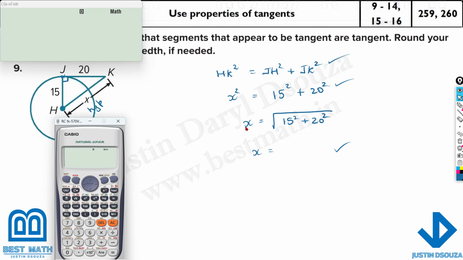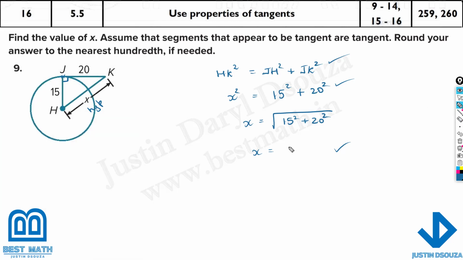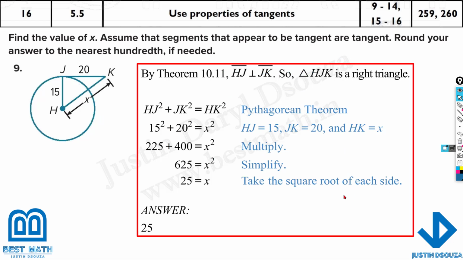Another way is to just solve this out. Here we are not using x because x is already on one side. You just solve this part: the square root of 15 squared plus 20 squared. That's it. The answer is 25. x is 25 units, and we found the x value. Now this is a very basic problem. Let's look into a little bit harder problem.